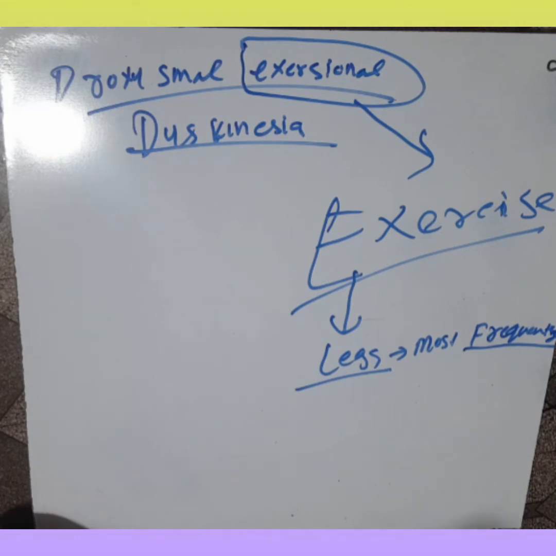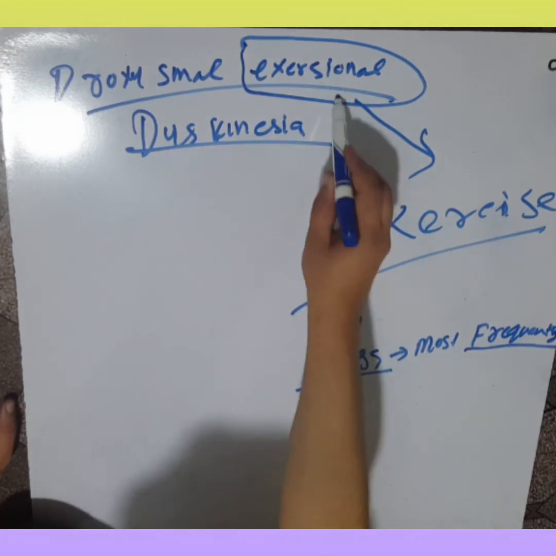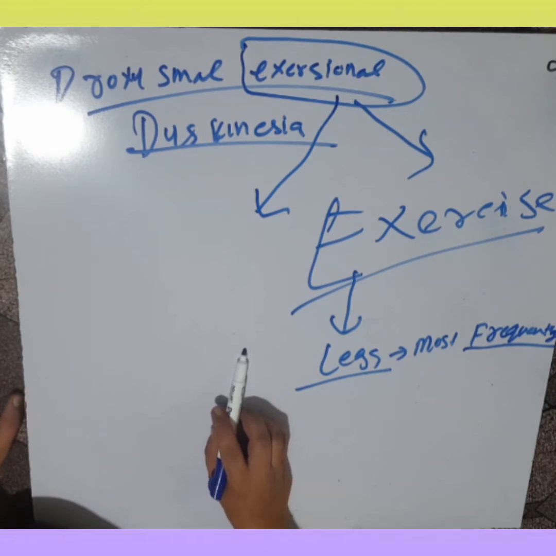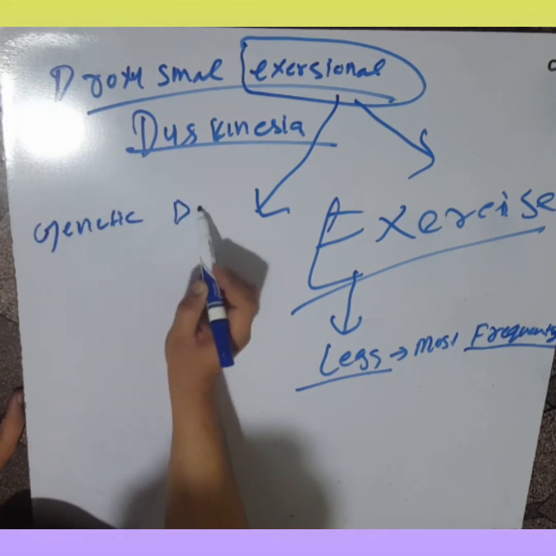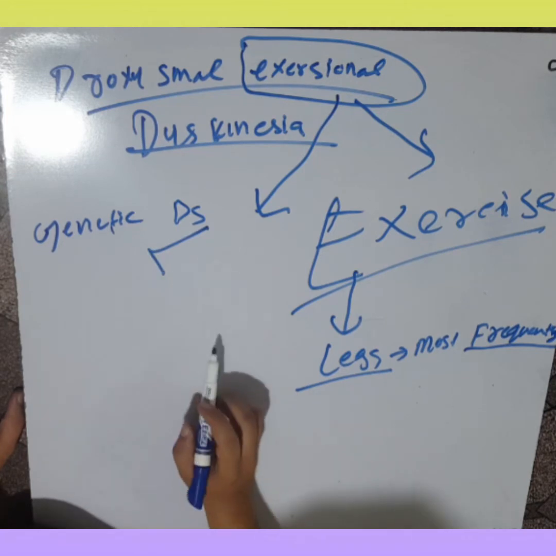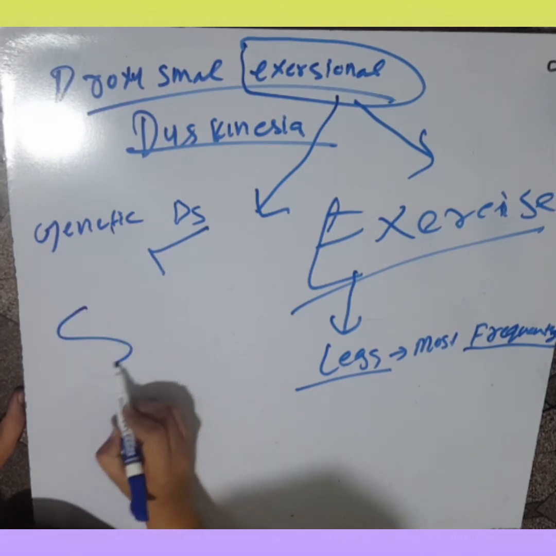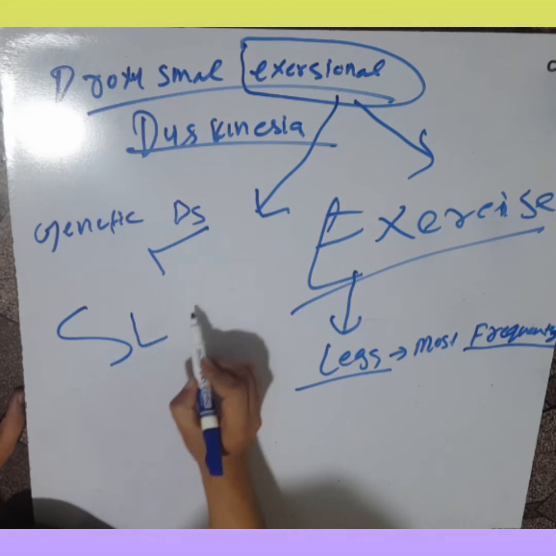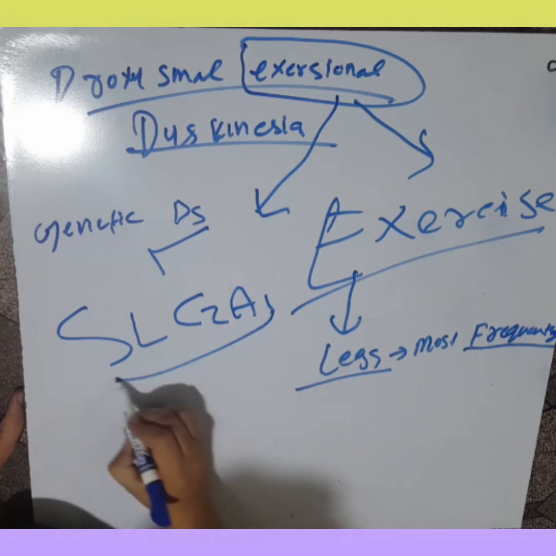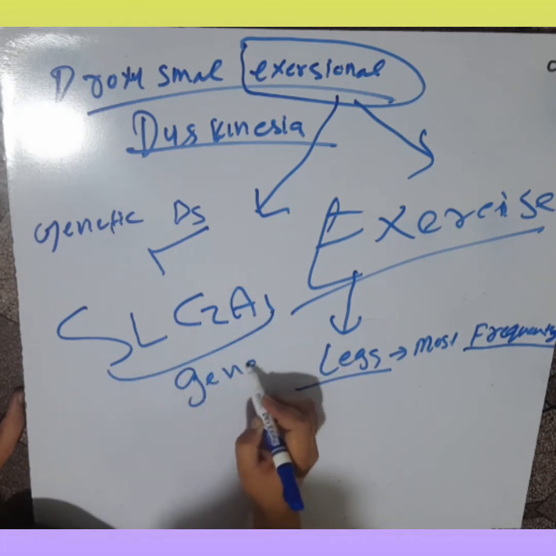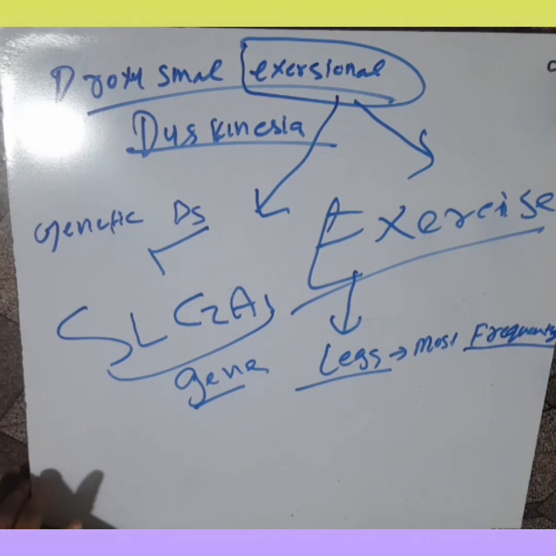What is the etiology of paroxysmal exertional dyskinesia? This is a genetic disorder. The mutation in the gene called SLC2A1 causes paroxysmal exertional dyskinesia.